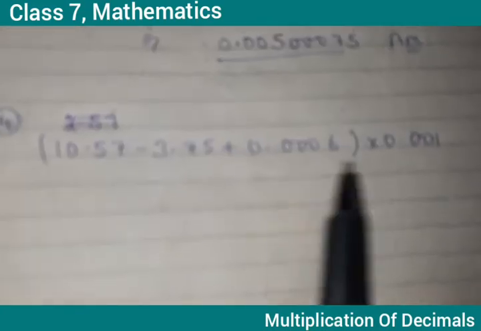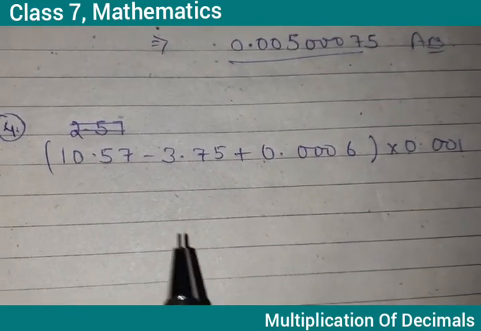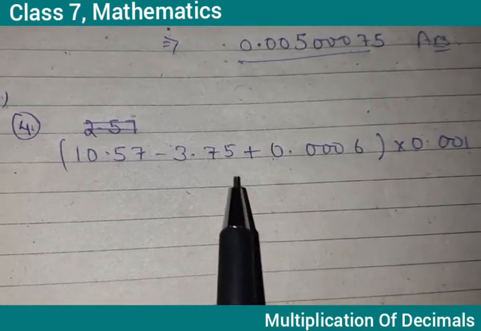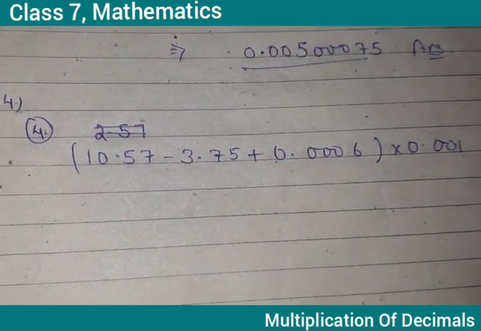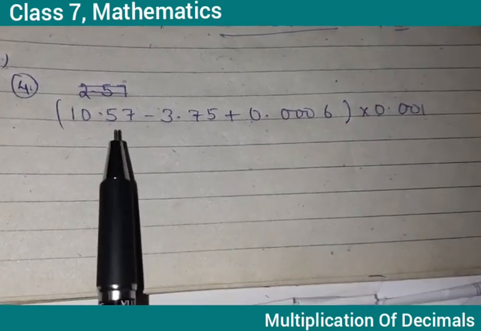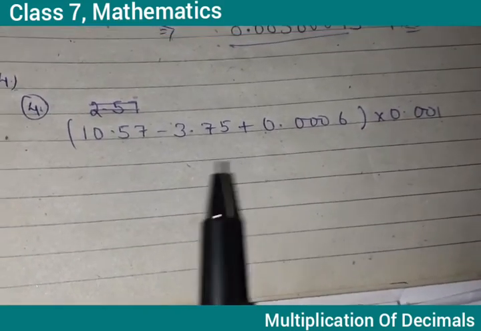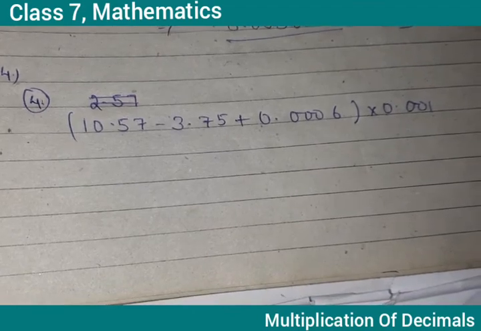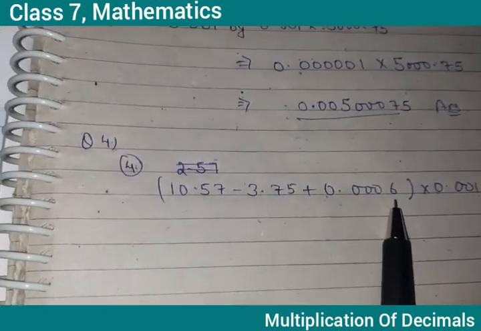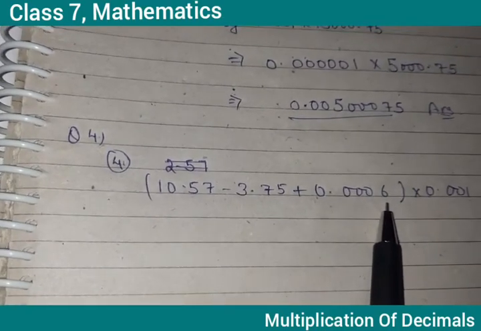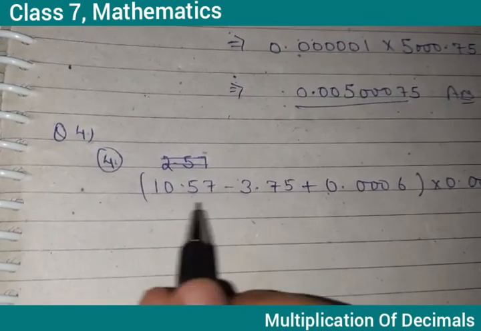Now this is the question and we need to solve. Very easy. First solve this. Whatever final output you are getting, multiply it by this. So now as per the BODMAS rule, first we should add 10.57 and 0.0006. So add 10.57 and 0.0006. The answer will be 10.5706. If you don't know, I am telling you how you need to add such things.